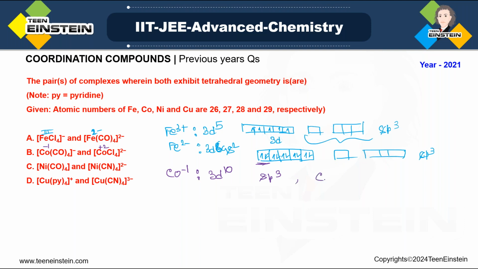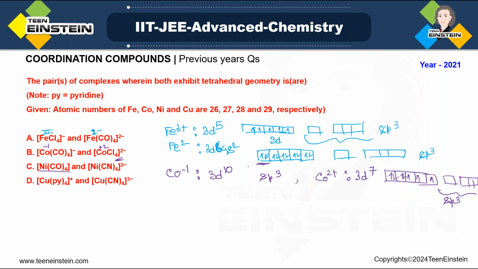What about the next complex? Co2+. Co2+ is which system? It is 3d7. Now when it is 3d7, it is weak field ligand. But still, if you are placing all the electrons, you will not have any d left. Because for 4 coordination, another possibility is square planar. And for square planar, there must be dsp2 hybridization. But here you cannot have dsp2 hybridization, and pairing of electron is not possible. So now again it is sp3 hybridization. That means this is also tetrahedral and will be counted as correct option.